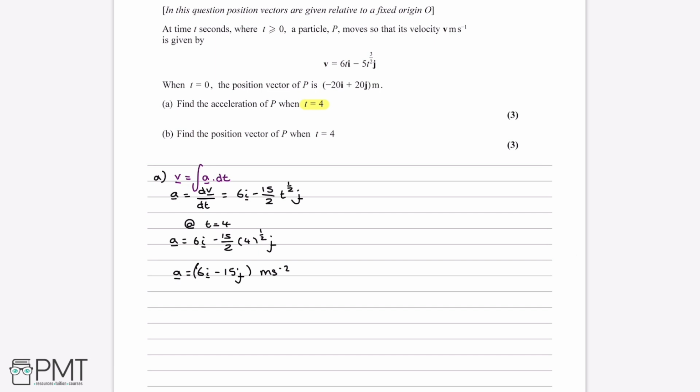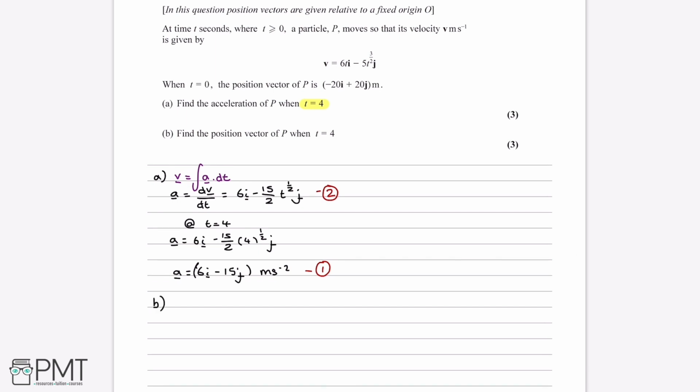So for the 3 marks for this question, the first 2 come from differentiating, because we get a method mark just for knowing to differentiate v, and we get a further answer mark for differentiating correctly. So this would give us 2 marks as we've differentiated and we've got the right numbers, and then we get our last answer mark for actually getting that the acceleration is 6i minus 15j meters per second squared.